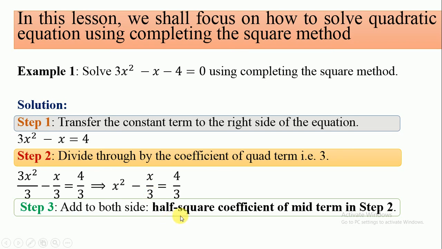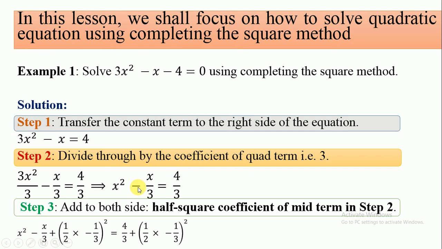So what do you need to do with it? You need to take half of it, put it in bracket, and square. So that's the meaning of this. The first thing, get the coefficient of the midterm. In this case, we have minus 1 over 3. Find half of that minus 1 over 3, put it in a closed bracket, and square it. That's the meaning of half square. So whatever you have as your result, add it to both sides of the equation here.